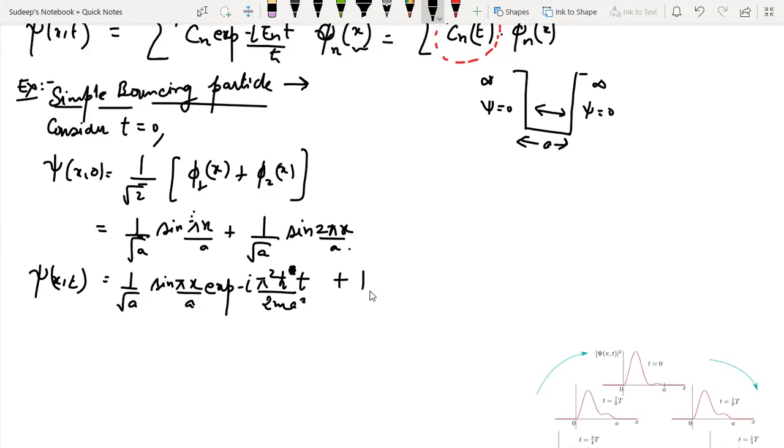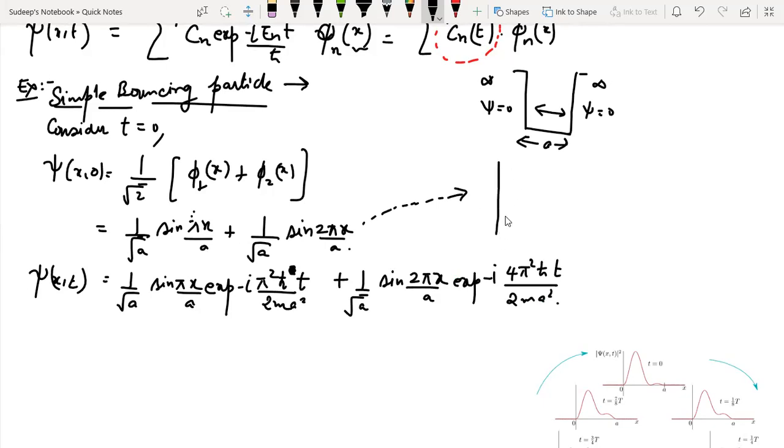And then another factor would be 1 upon root a, sine of 2 pi x upon a, exponential minus iota. This would be 4, and then divide by 2, so 4 pi square h cut t upon twice m a square. If you plot this particular graph, this is something that I'm leaving up to you. You'll find that the graph happens to be this way.